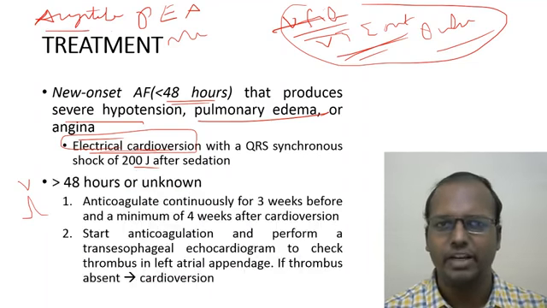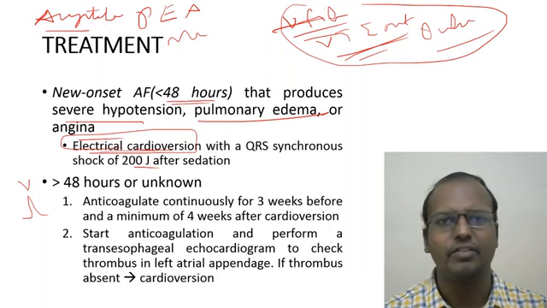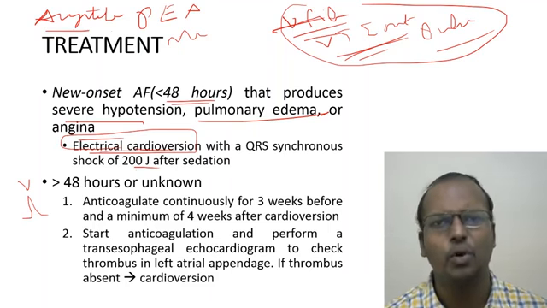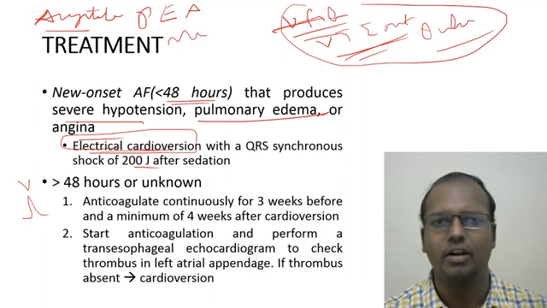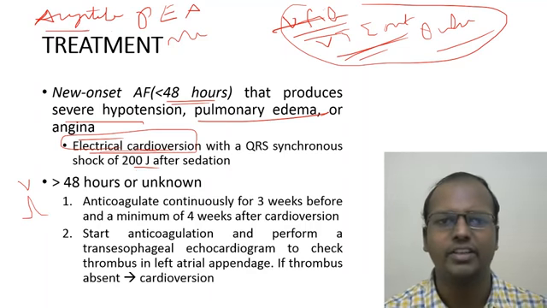And if the patient is having atrial fibrillation for more than 48 hours, or if the patient who has come to us, we don't know the duration of onset or the duration of atrial fibrillation, then you have to give anticoagulation for 3 weeks before and a minimum of 4 weeks after cardioversion.